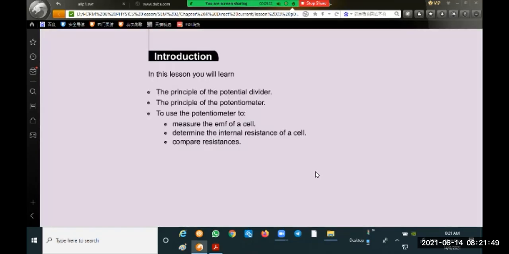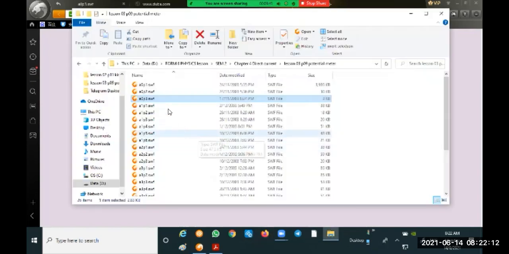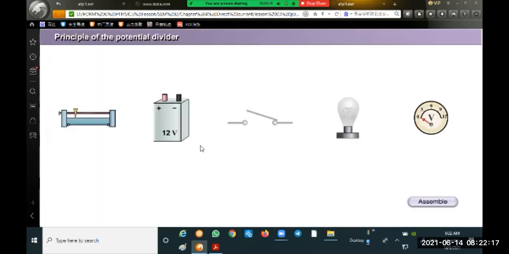So in this lesson, you will learn about the principle of the potentiometer. All that just now are examples related to the potentiometer. And we learn the principle of the potentiometer and use the potentiometer to measure the EMF of a cell, determine the internal resistance of a cell, and compare resistances. Ladies and gentlemen, let's look at the next slide.